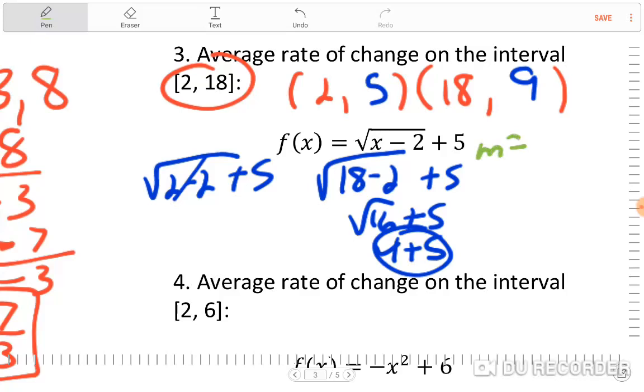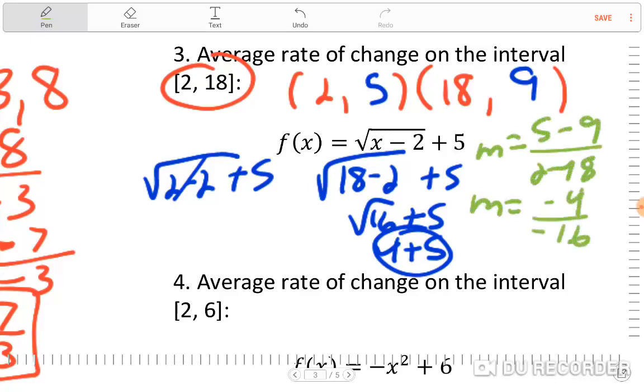So slope is 5 minus 9 over 2 minus 18. Negative 4 over negative 16. If you do not reduce, you will get it wrong. Negative divided by negative is positive. 4 over 16 is 1 over 4. So my average rate of change here is 1 over 4, positive.